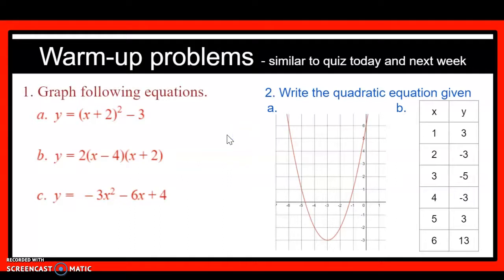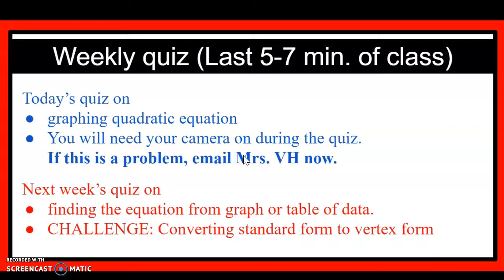You are supposed to graph the equations. The first problem is very similar to the quiz that you're going to have at the end of today. These two problems are going to be very similar to the quiz you're going to have next week. Today's quiz, graphing quadratic equations, lasts 5 to 7 minutes of the class. Next week's quiz will be finding the equation from a graph or table of data. You will also have a challenge extra credit problem, converting standard form of a quadratic equation to vertex form.